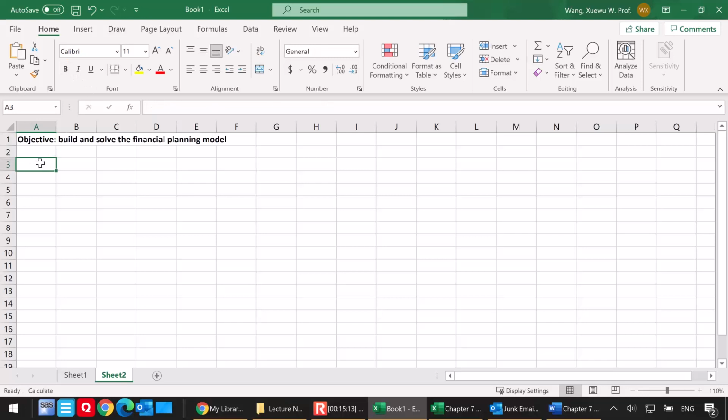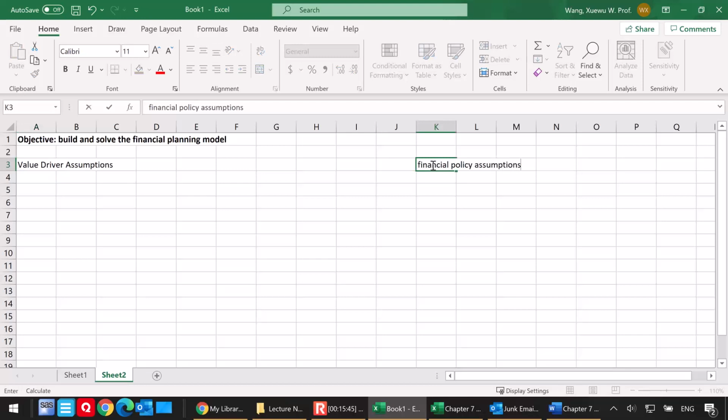As I said, we want to build upon existing financial statements, and then we're going to make two sets of assumptions. I'm going to flip the ordering of these two things. I'm going to start talking about the value driver assumptions. All right, so this is a set of assumptions, and we have a lot of them. And then somewhere here we are going to have the financial policy assumptions. Okay, so these are the two sets of assumptions we're going to make.